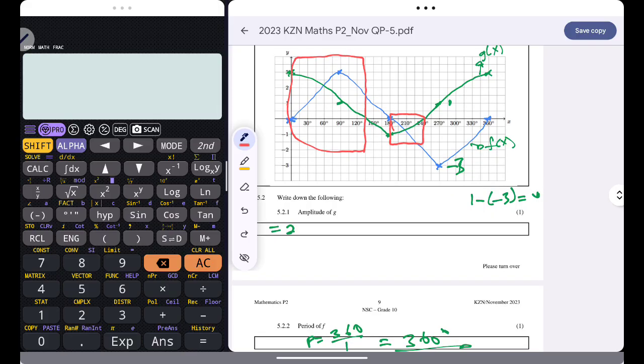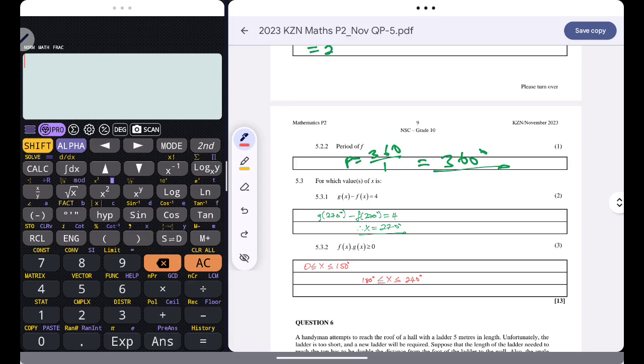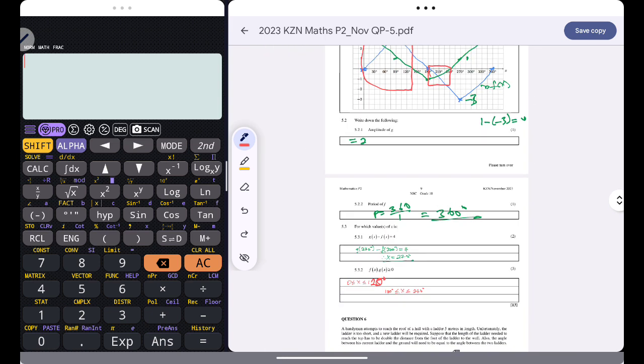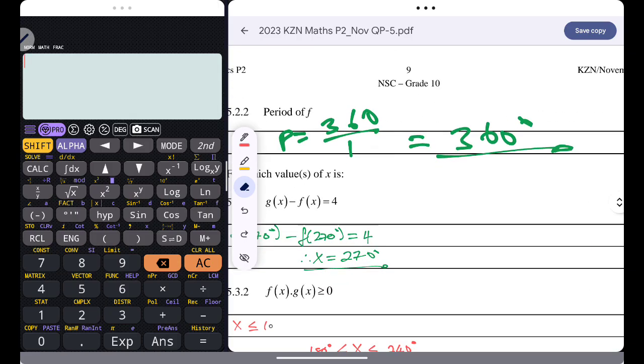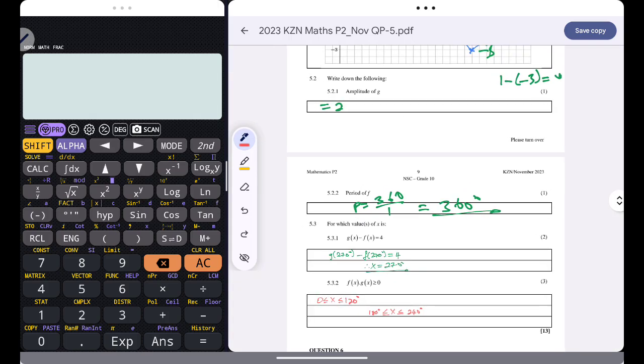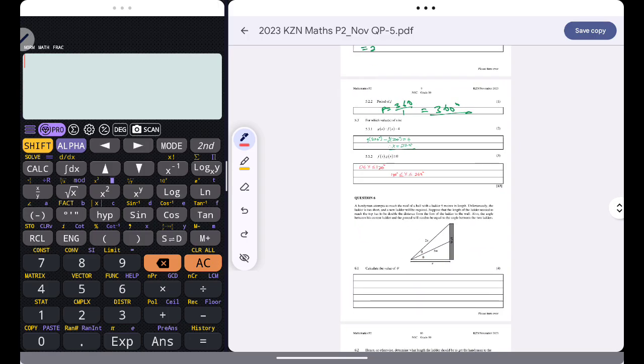I think I've drawn my graph wrongly, the x-intercept for the graph of g was supposed to be here. So I think I'm not thinking. It's supposed to be 120 there instead of 150. So x is between 0 and 120 degrees.